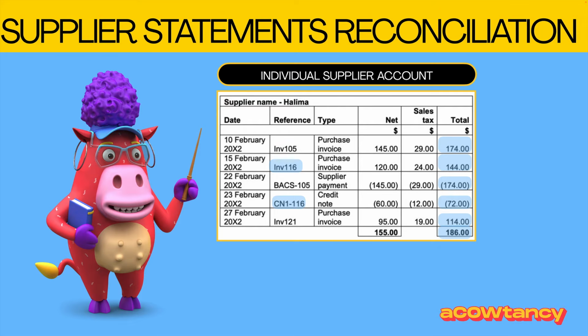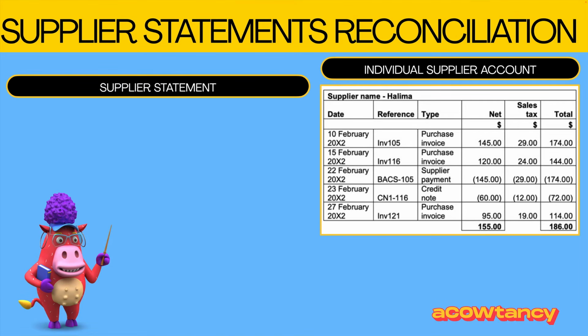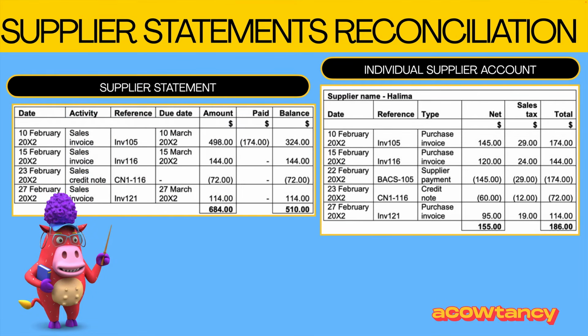So far, so good. But now I've got to see what they think I owe them. So via email or through the post, we receive a supplier's statement. And we think, oh dear, they think we owe them 510. We think we owe them 186. So you just got to go through and kind of tick them off, reconcile them.